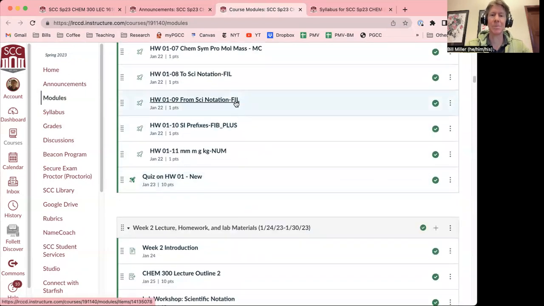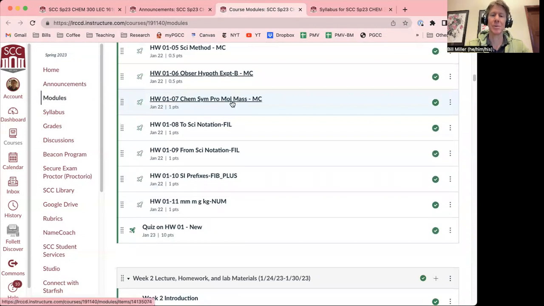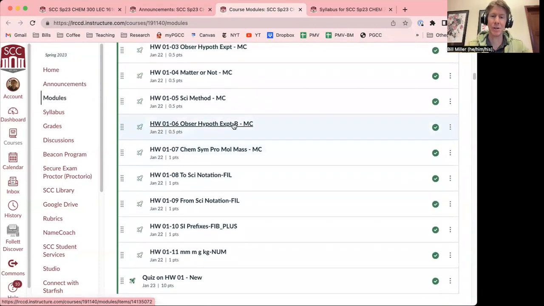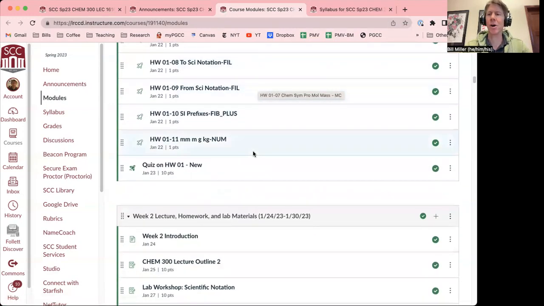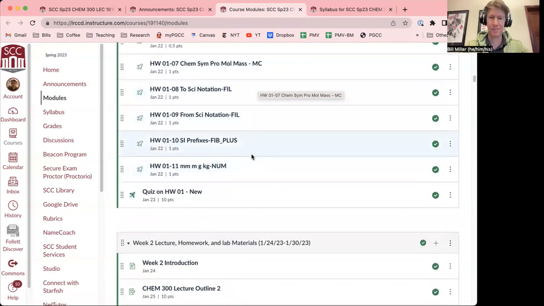FIL stands for file upload. File upload problems are problems that you have to write out your answers and then file upload. File upload problems are not graded automatically by Canvas. They're graded by me. I'll do my best to keep up with those. The multiple choice, FIB plus is fill in the blank with more than one blank. So that's the plus part. NUM is number-based answer. And the FIB plus, the numbers, and the multiple choice are all graded by Canvas immediately.